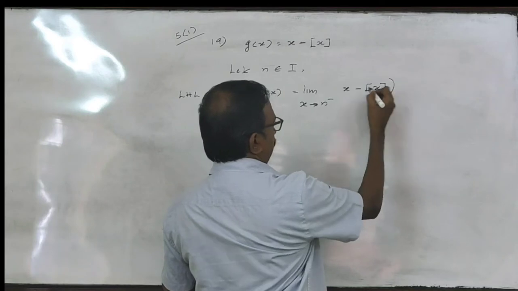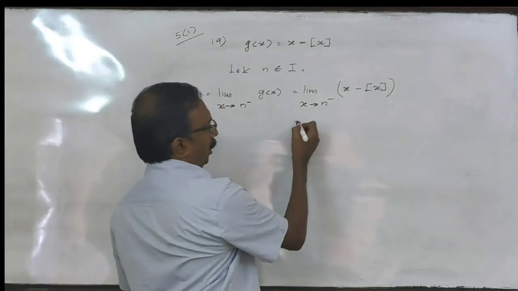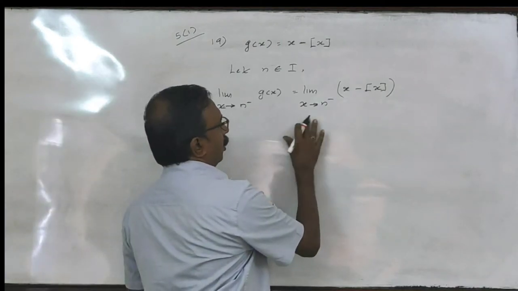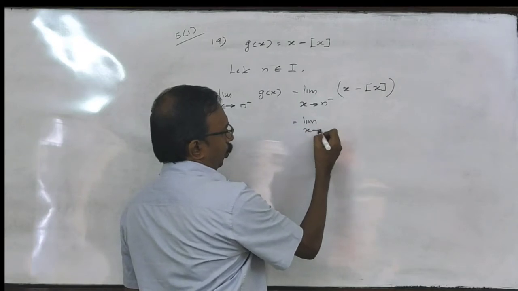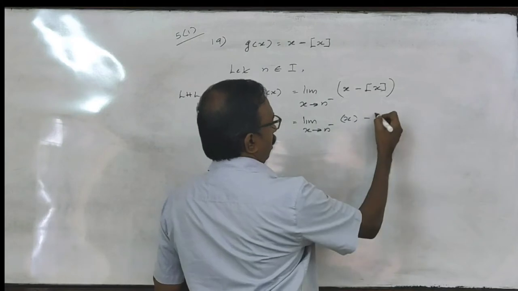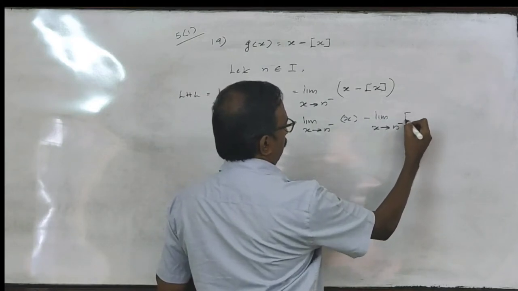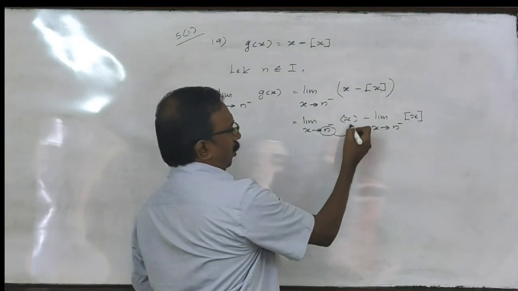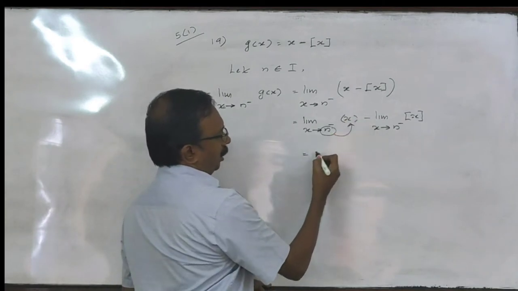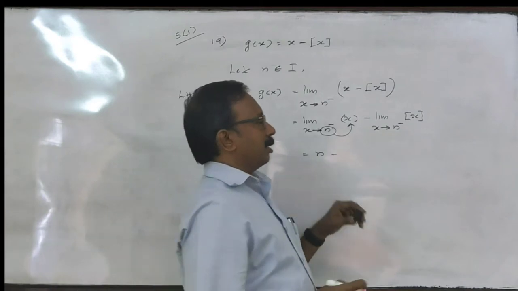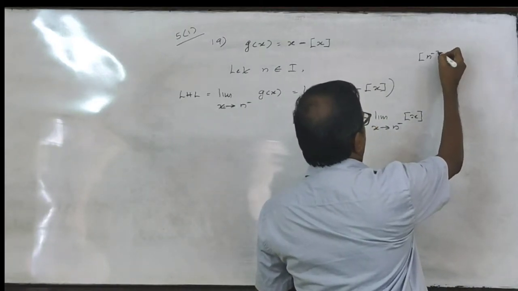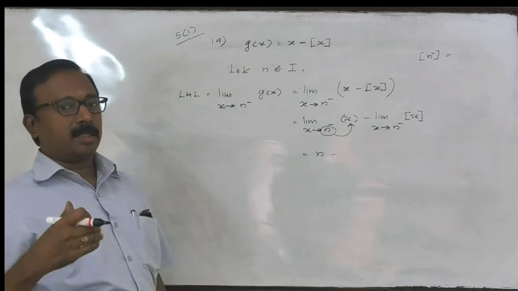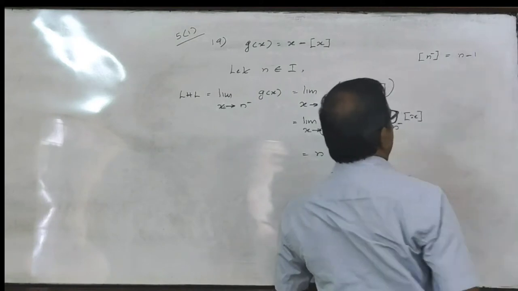By the limit property, limit of f of x plus g of x is limit of f of x plus limit of g of x. Similarly, limit of x tends to n minus of x, minus limit of x tends to n minus of greatest integer x. What about x? x tends to n, so here it becomes n minus greatest integer n minus. Here greatest integer n minus means n minus 1. So here it becomes n minus 1.